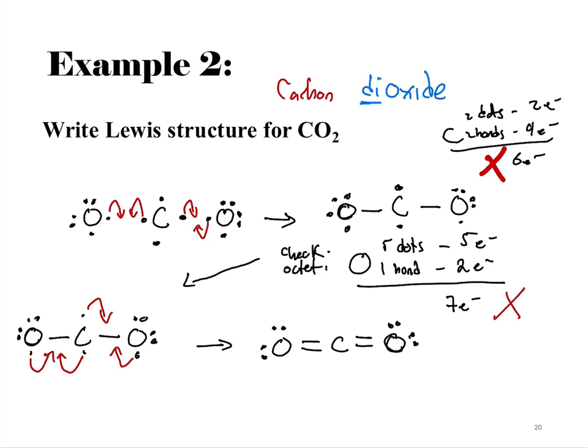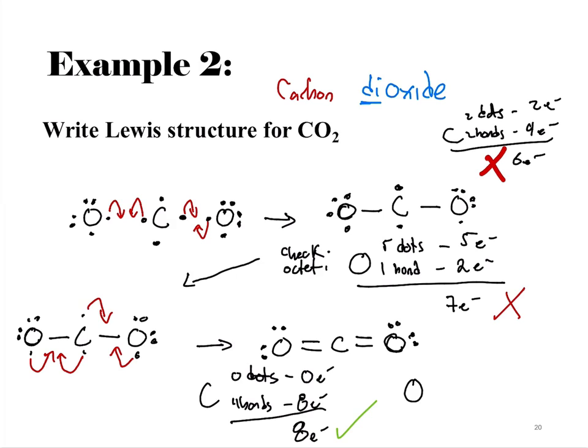Let's check the octet rule for carbon now, to see if it's satisfied. For carbon, how many bonds are there? 4 bonds. And how many dots? 0, right? So how many electrons are in dots? 0 electrons. We're a little ahead of ourselves, but that's fine. And 4 bonds is how many electrons? 8, because each bond has 2 electrons. So we have 8 electrons total, which means we satisfy the octet rule for carbon in this case.